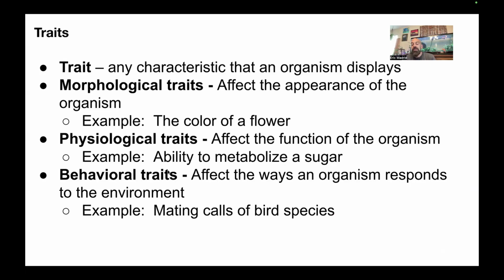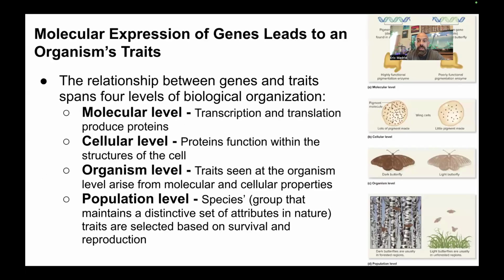Behavioral traits. So how do certain organisms respond to the environment? Here we've got birds, but another behavioral trait example would be autism spectrum disorders, for example. So if someone has ADHD, what are the molecular causes of that kind of behavior? And so these are all different sorts of traits. Again, being able to describe generally whether it is a morphological, physiological, or behavioral trait will help you start to talk about what is the molecular cause of that trait.